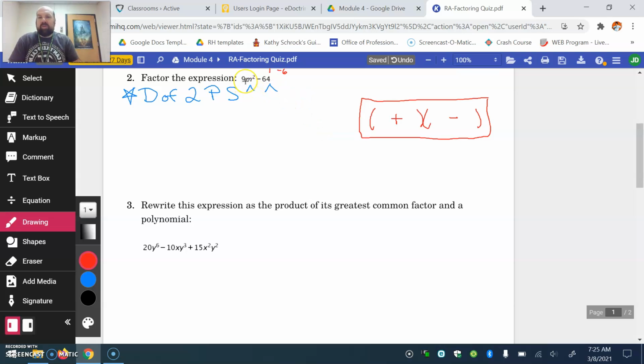So 9m squared is the perfect square of what times what? What times itself. And then same with 64. That's some number times itself.